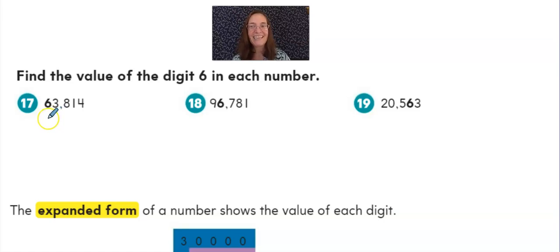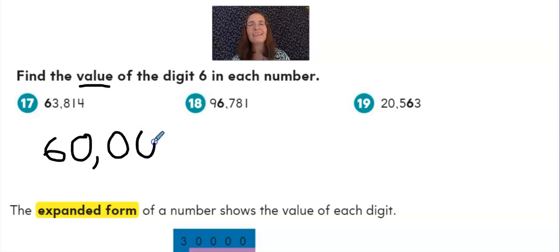17. 6 right here, what is its value? It's not just 6. We also have to look at its place. Well, the 6 right here is in the 10,000s place. 6 times 10,000s, well, 6 times 10 would be 60, and then I will write 3 zeros, which are kind of secret math code for, dude, we're dealing with thousands.